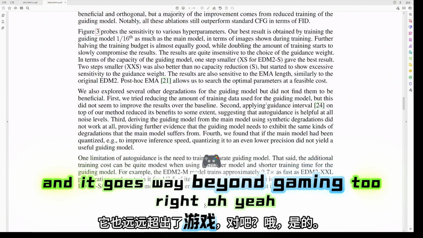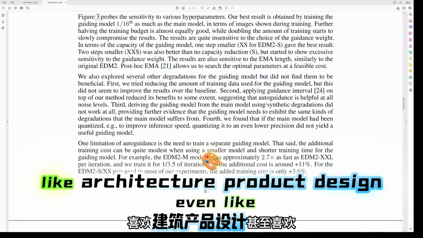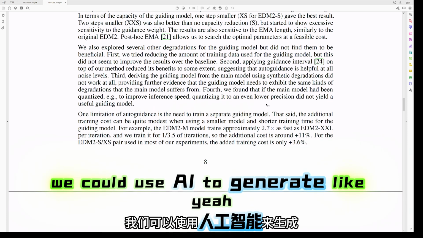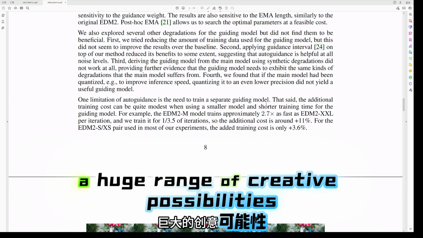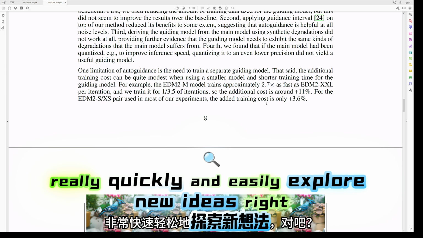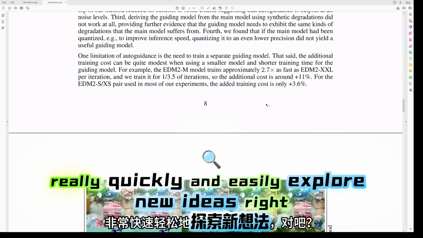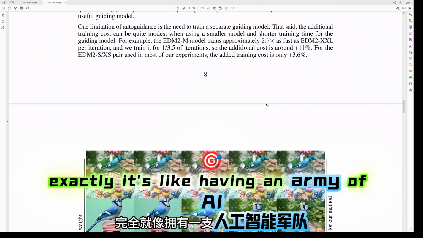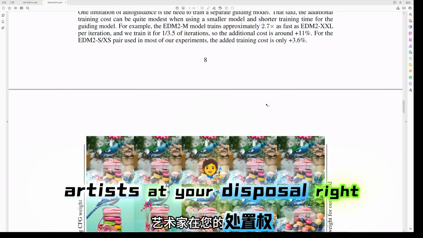And it goes way beyond gaming too, right? Like architecture, product design, even scientific visualization. We could use AI to generate a huge range of creative possibilities, really quickly and easily explore new ideas, push the boundaries of what's possible. It's like having an army of AI artists at your disposal.